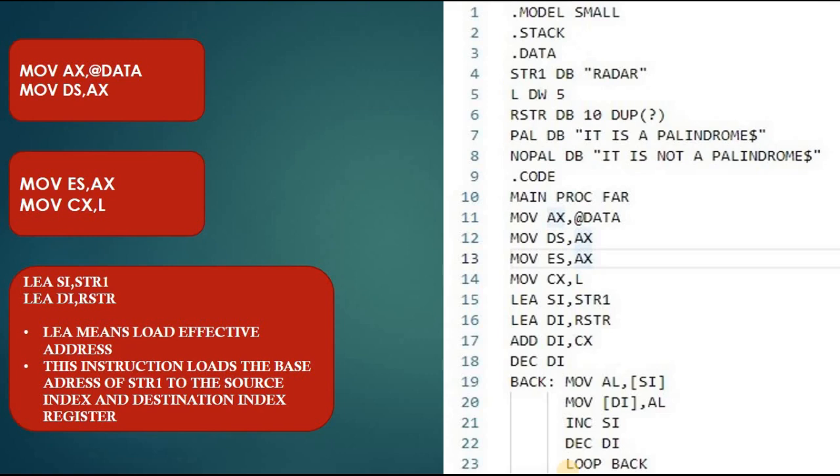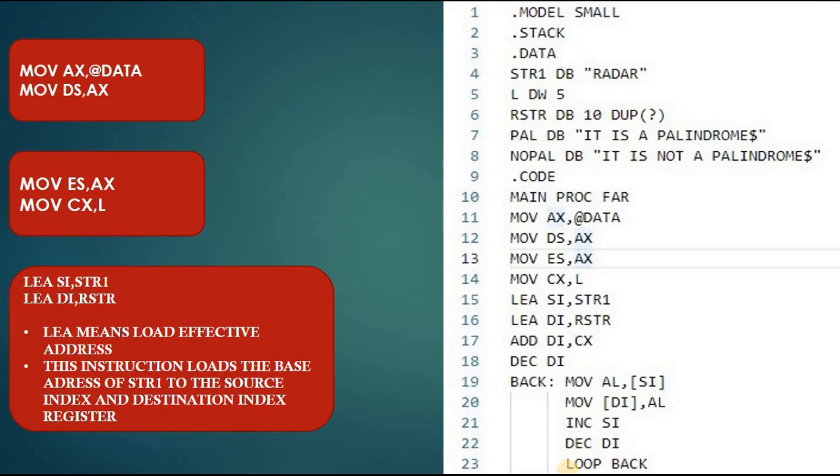The 13th and 14th lines of the program are mov ES, AX and mov CX, L. In the 14th line, the value of L is copied to the CX. CX is also known as the counter register. As the value of L is defined as 5 in the data segment, the CX register has 5.